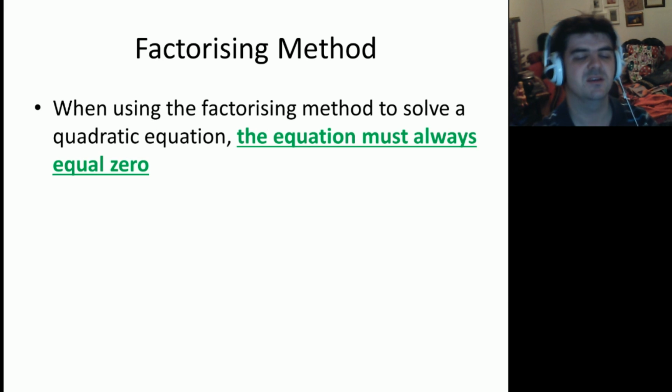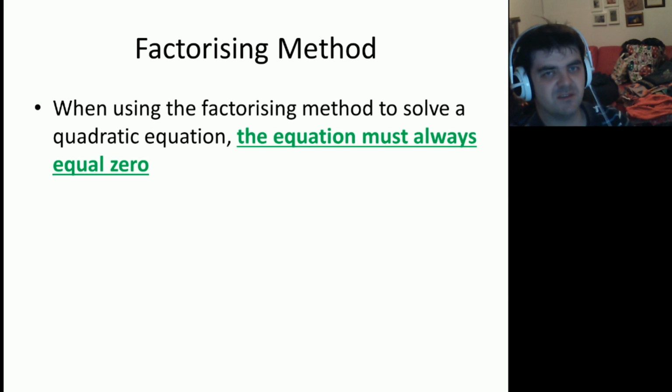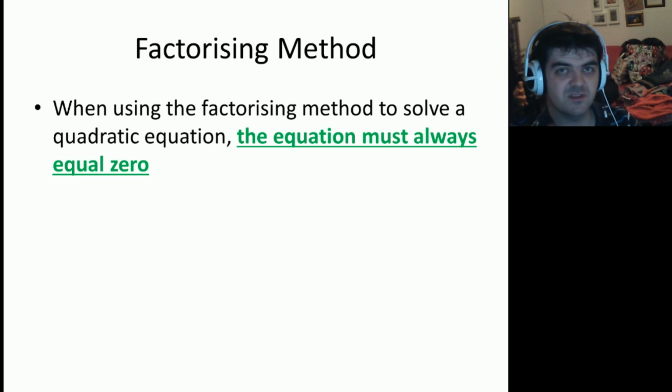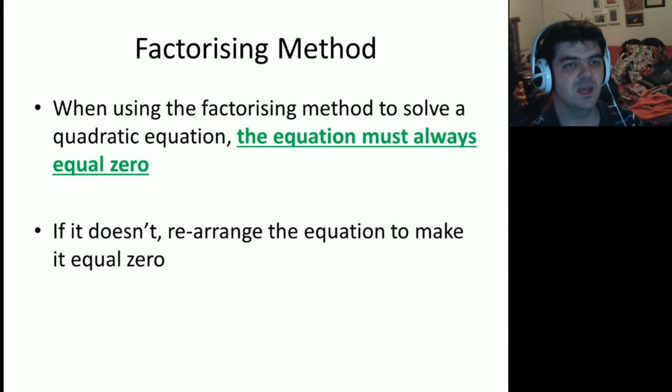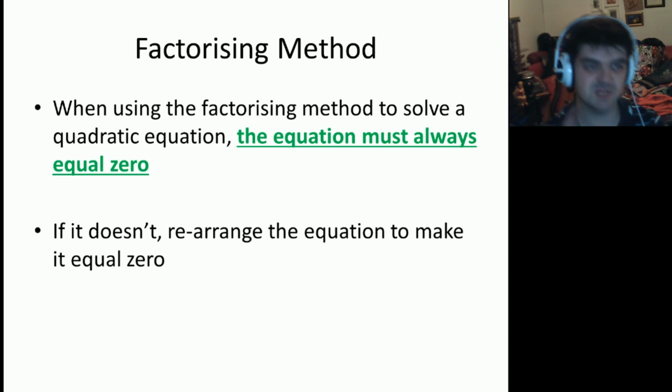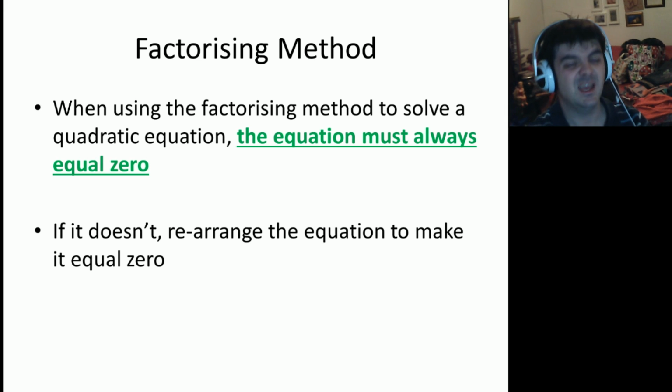Factorizing method, it's very much the same. So when using the factorising method to solve a quadratic equation, the equation must always equal zero. Very, very important. If it doesn't equal zero, you can't do your factors that we did before. If it doesn't, you've got to rearrange the equation to make it equal to zero, so all the terms over to the left-hand side. And you'll see this quite a lot when we do past papers.